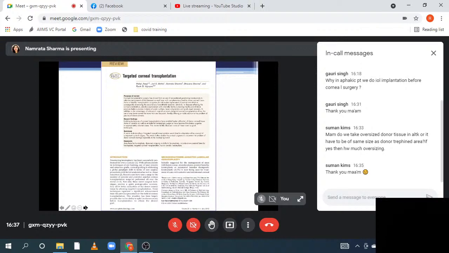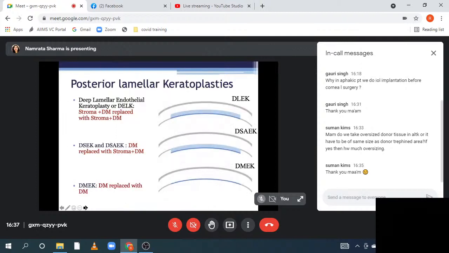And of course, this we were asked to do for Current Opinion in Ophthalmology, the target for corneal transplantation. And this says it all. That is, if there's diseased stroma and Descemet's membrane, and you replace it with stroma and Descemet's membrane, it is called DLEK, that is deep lamellar endothelial keratoplasty. If it is diseased Descemet's membrane, which is replaced with stroma and Descemet's membrane, then it is DSEK, or Descemet stripping automated endothelial keratoplasty. And if it is a diseased Descemet's membrane which is being replaced by a healthy Descemet's membrane, then it is DMEK, or Descemet membrane endothelial keratoplasty.